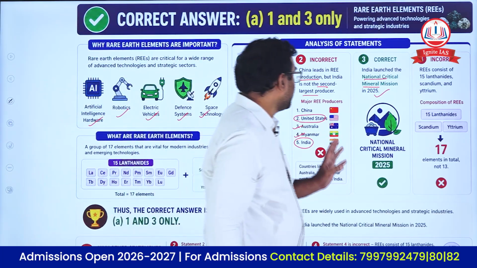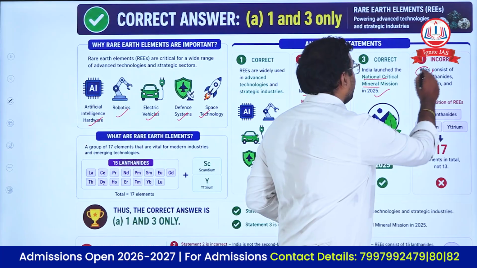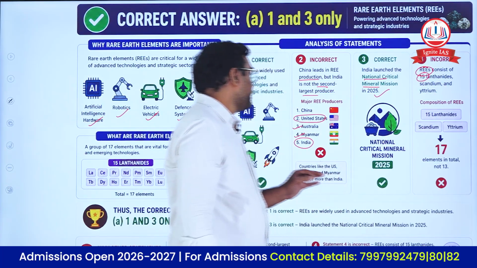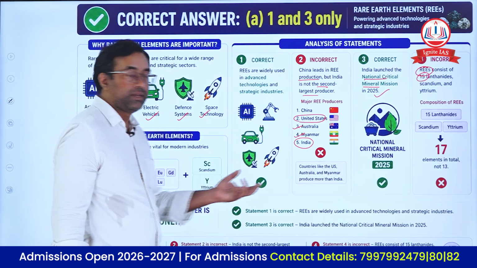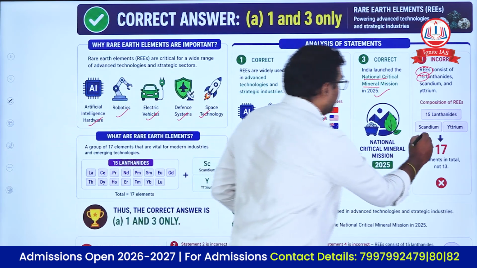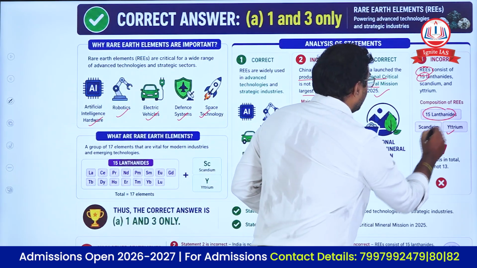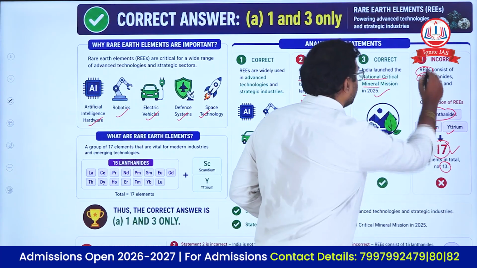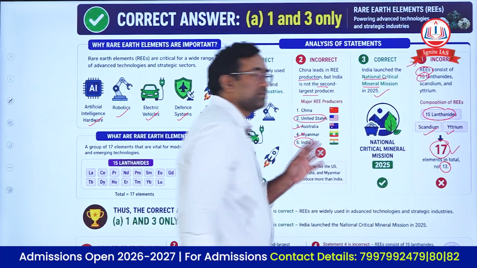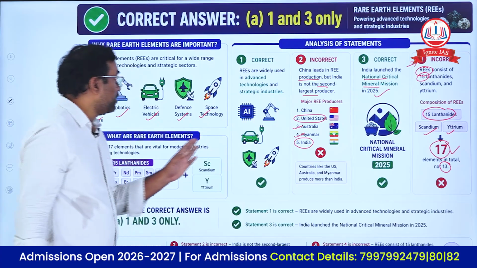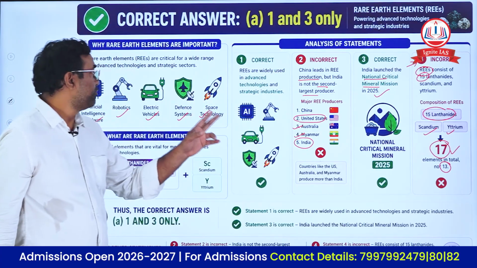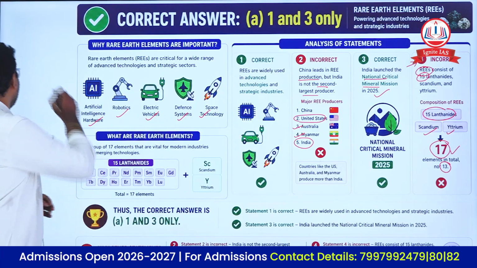Fourth statement, if you see, rare earth elements consist of 15 lanthanides, plus scandium and yttrium. It is not 13. All put together, it is considered to be 17. So that is the reason the fourth statement is incorrect. On the whole, if you see, statements 1 and 3 are correct and statements 2 and 4 are wrong, so the answer is A.